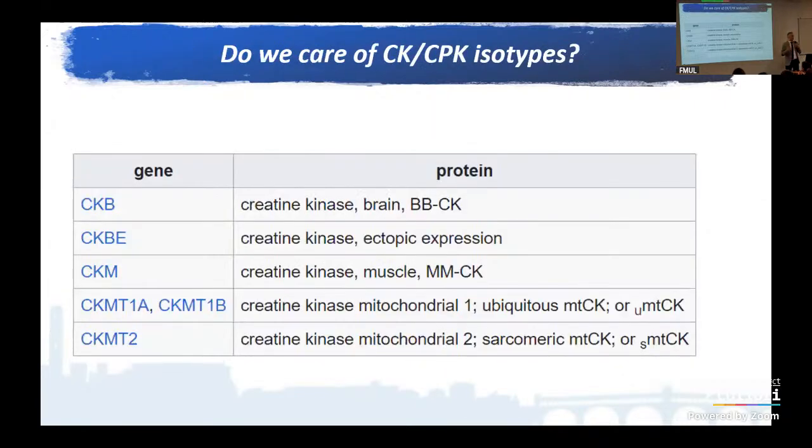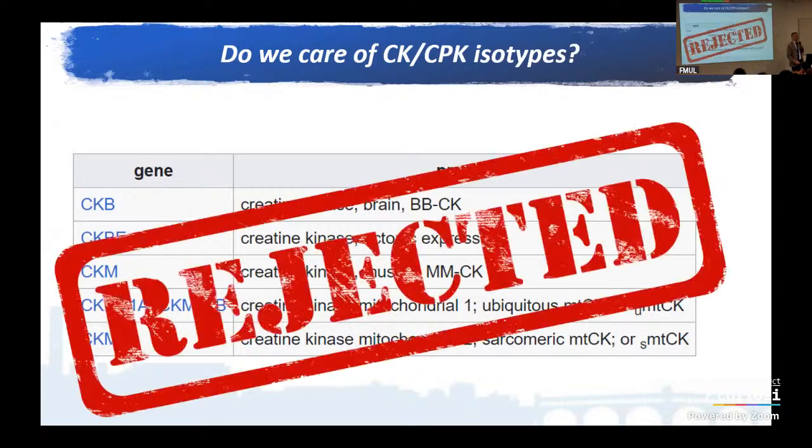But we know also that we have different isotypes of CPK. We have, for example, CPK that may arise from brain, from muscle, from heart, but not only. We can have also CPK from mitochondria. But the question is, as a clinician, do we care about CK isotypes? This is the answer: we don't need more in-depth information about the subtypes of CPK. For us, the normal CPK is enough.